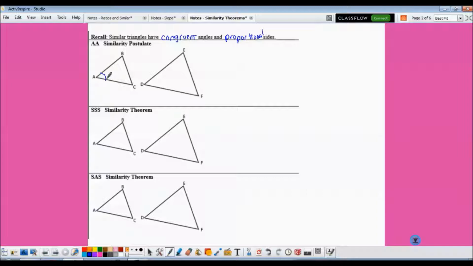So that would mean angle A is congruent to angle D, and angle B would have to be congruent to angle E. Or you could use C and F. As long as you have two pairs of congruent angles, this theorem will work.